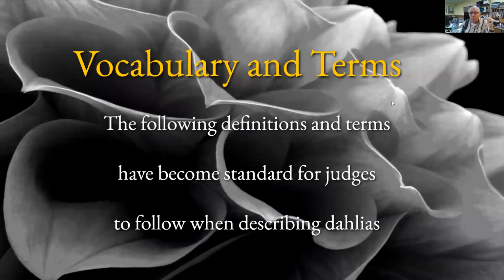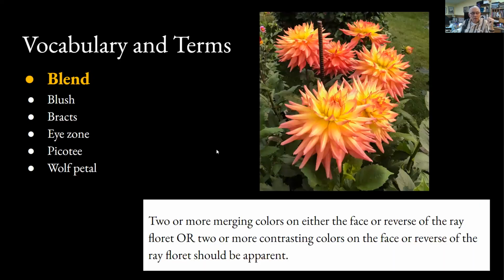Okay, so some vocabulary. So we'll talk about blend, blush, bracts, eye zone, picotee, and wolf petal. So the first thing here is the blend. A blend is two or more merging or contrasting colors on either the face or the reverse of the floret.